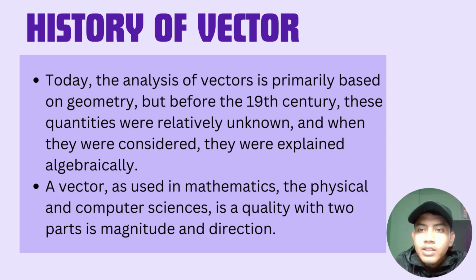Now I will talk about the history of vector. Today, analysis of vector is primarily based on geometry, but before the 19th century, these quantities were relatively unknown, and where they were considered, they were explained algebraically. Second, a vector is used in mathematics, physics, and computer science. It's a quantity with two parts: magnitude and direction.